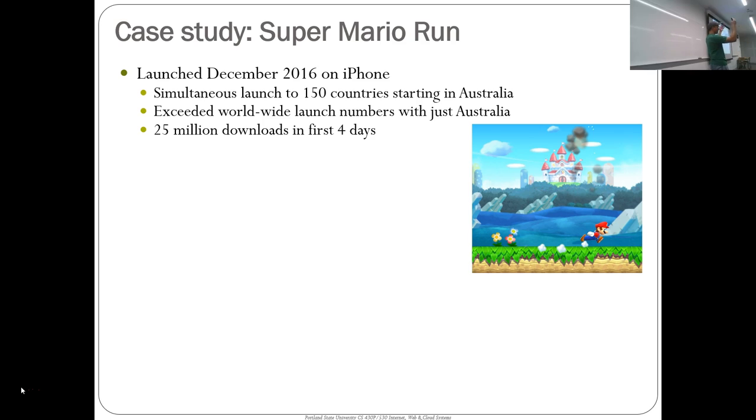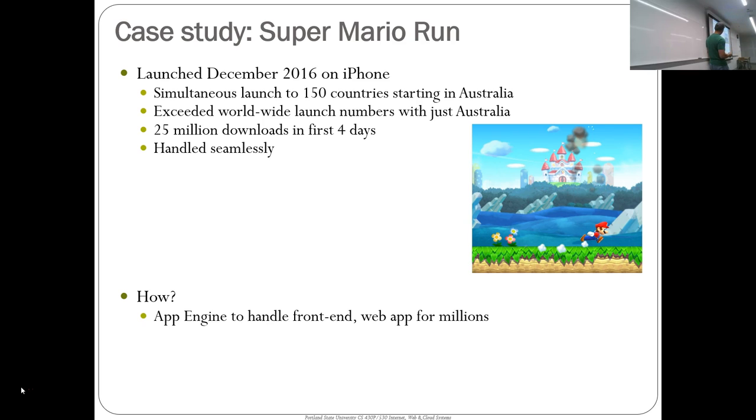They don't want to over-provision and then have a $20 million failure. They don't want to under-provision and have nobody like their game. And so they used App Engine for this. They're like, Google is going to buffer the resources that I need to get my users. And so there were 25 million downloads in the first 4 days. And this was all handled seamlessly.